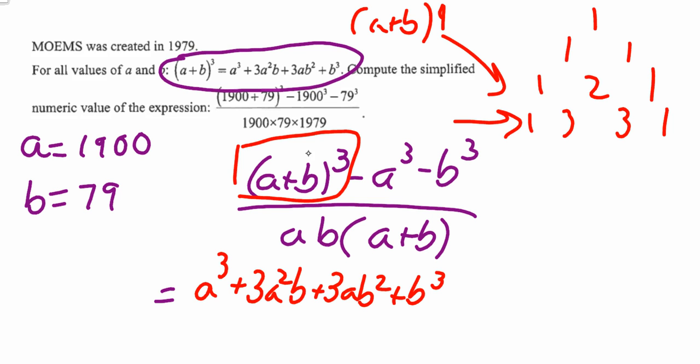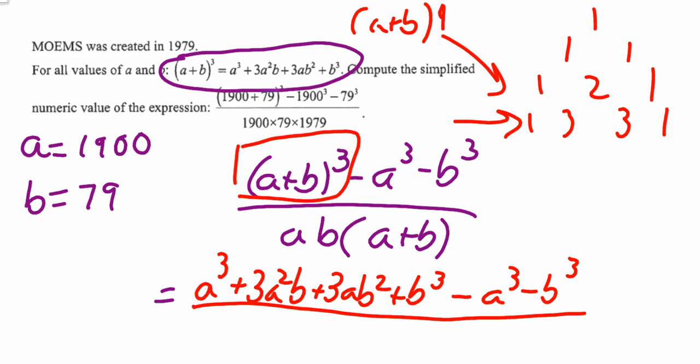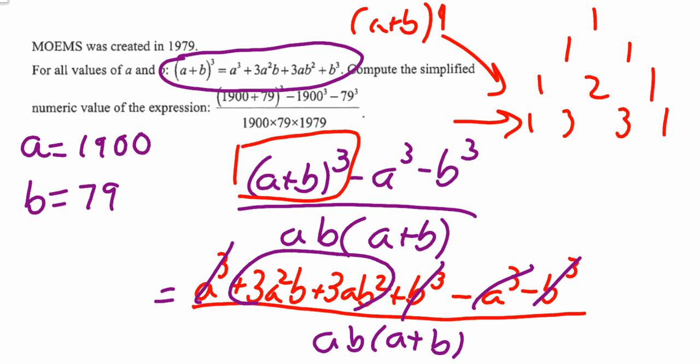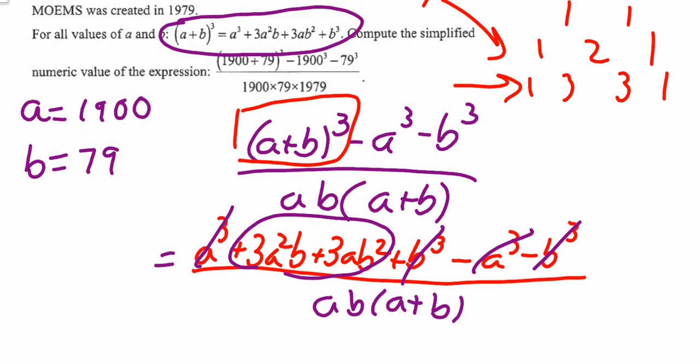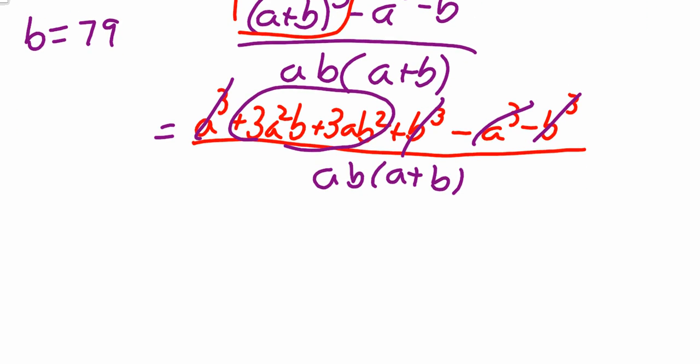So I'm replacing that whole thing with this, and then I'm taking away my A cubed and my B cubed, and then my bottom stays the same, AB times A plus B. So now the interesting thing is that's going to cancel with that, and that's going to cancel with that, and I'm going to be left with just this part here. Now this is where it gets a bit tricky for some of you.